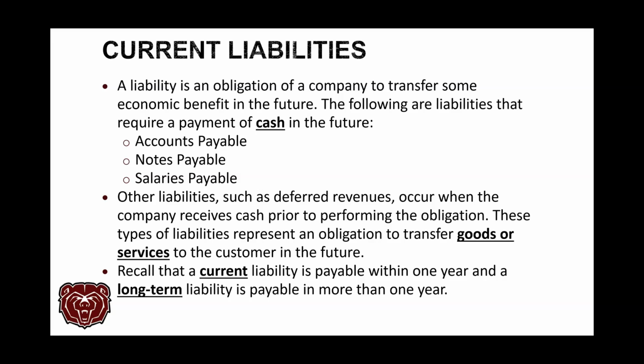We've got to mow their lawn. We owe them a good. We've got to get them a new copier, a new printer, a new vehicle, whatever the case is, right? So just know that with current liabilities, sometimes the obligation is cash. Sometimes the obligation is a good or a service, okay?